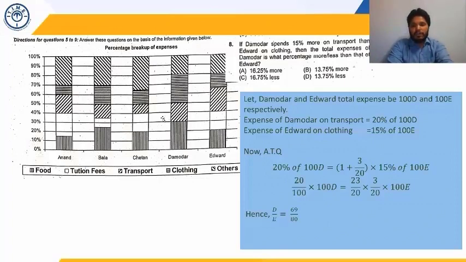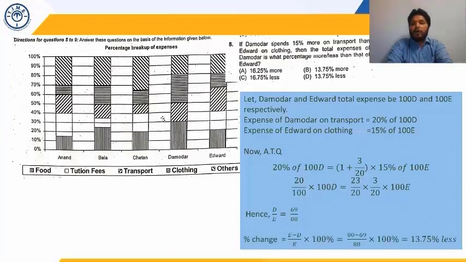So from here we can calculate the ratio of D and E, which comes out to be 69 is to 80. If the ratio of D and E is 69 is to 80, let us suppose the total expenditure of D is 69, then the total expenditure of E comes out to be 80. So how much is D less than E? D is 11 less than E.